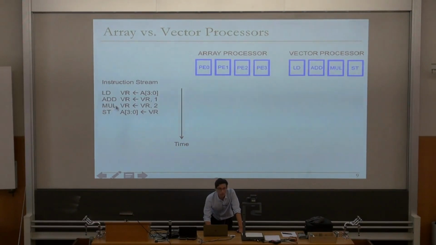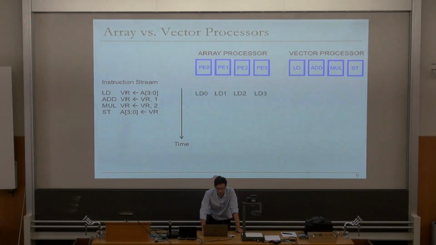Then we have a vector multiply. We are multiplying by 2 each of the elements in the vector, and when we are done, we store the result in array A again. So these 4 elements in array A. The way that these 4 instructions are executed for 4 data elements in array and vector processors is different. Here you have your timeline.